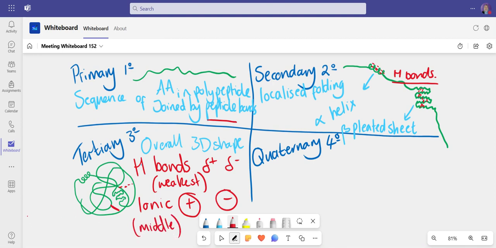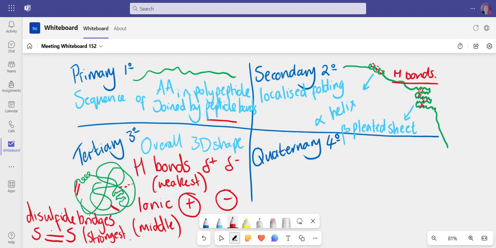And then finally, we've got something called disulfide bridges. Now, the disulfide bridges form between two sulfur atoms. So if we've got a sulfur and another sulfur, we'll get a disulfide bridge. And we tend to draw those as double lines because they are the strongest of the three bonds.